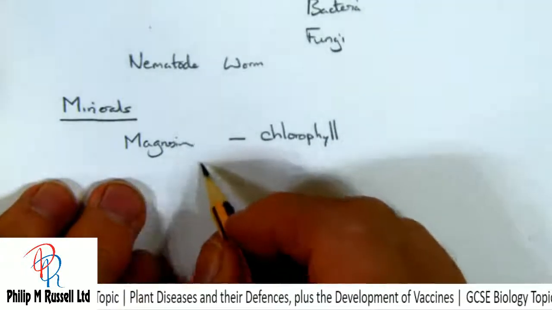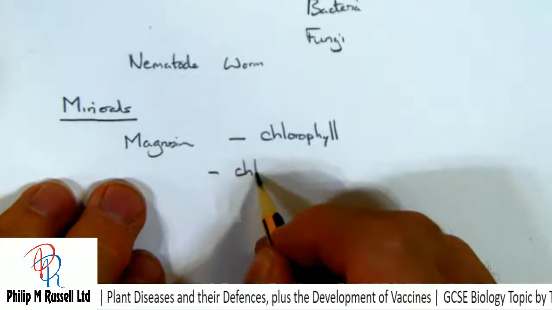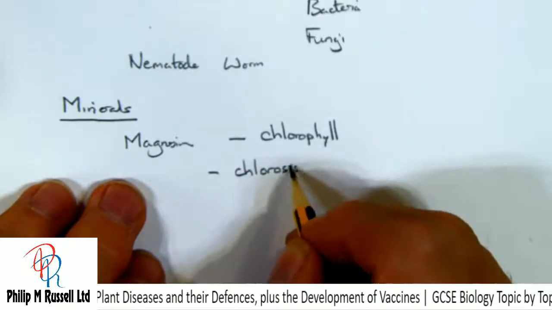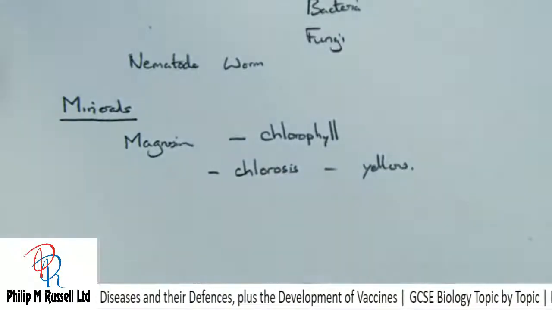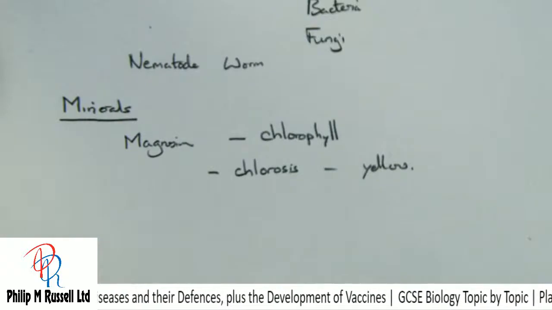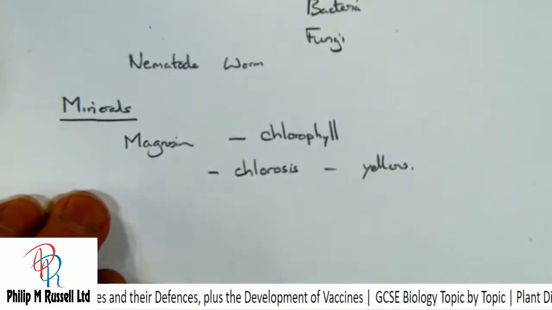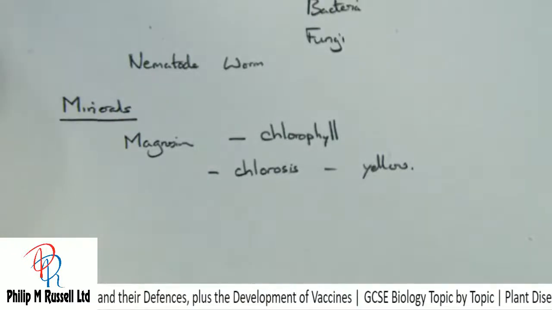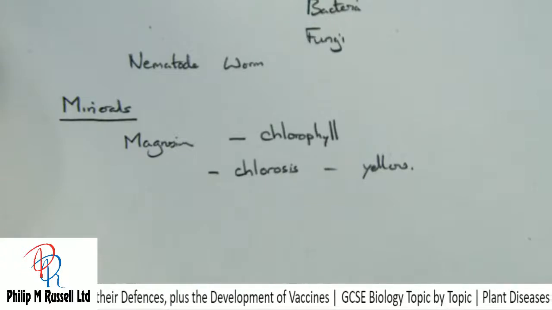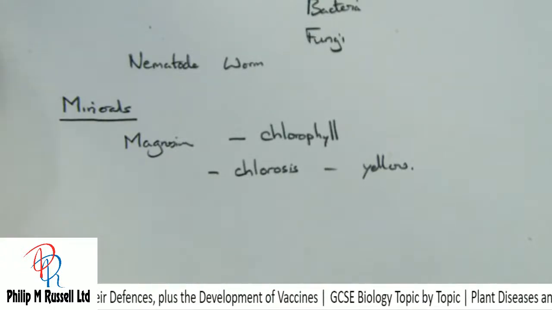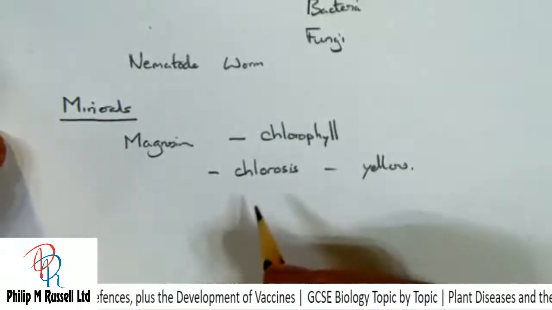If we don't have enough magnesium, then this is called chlorosis. And we see this as a sort of yellow plant rather than a green one. If we can replace these missing minerals with fertilizers, then the plants normally sort of spring back to life, and they do quite well. How would you check that a plant has got some disease?